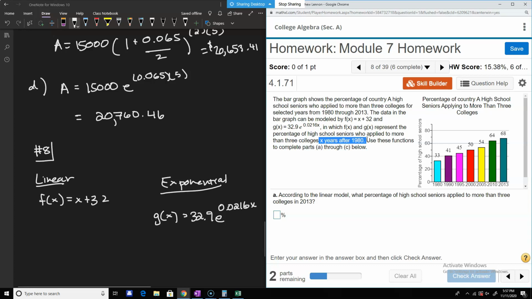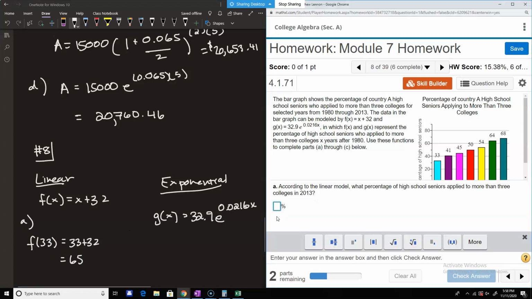A mistake I might see there from a lot of people is they might just plug in 2013 and then get a humongous number. You should note that whatever value you get should probably be close to the actual value on the graph, 68, at least in the ballpark. So f of 33, we get 33 plus 32, which is 65. Right, so this is part A. So 65%.